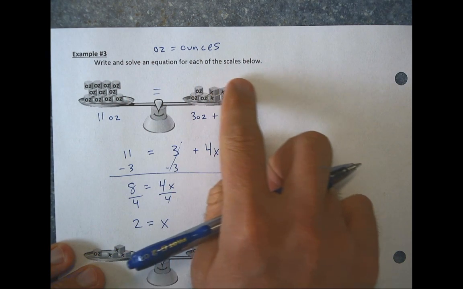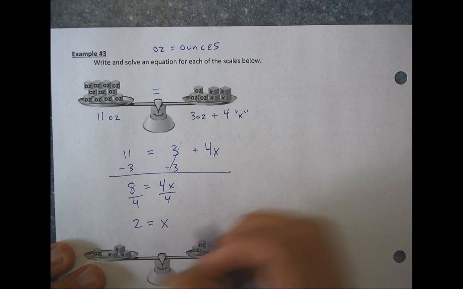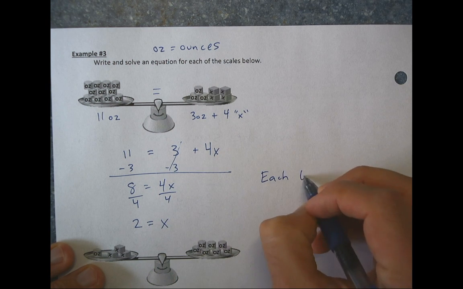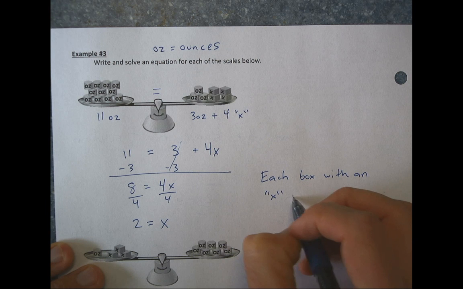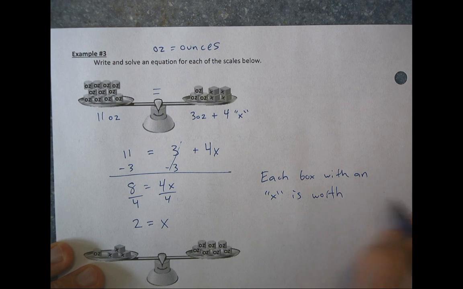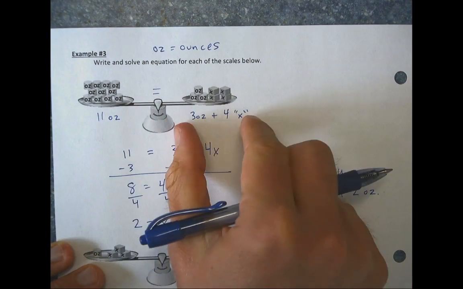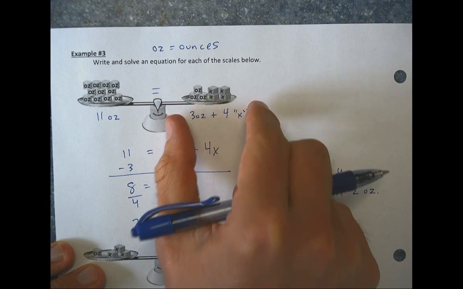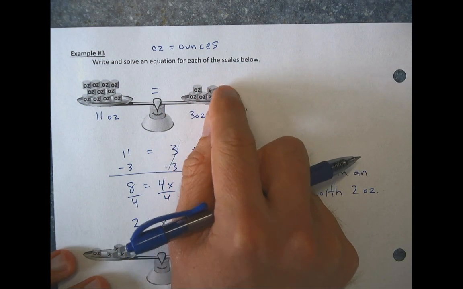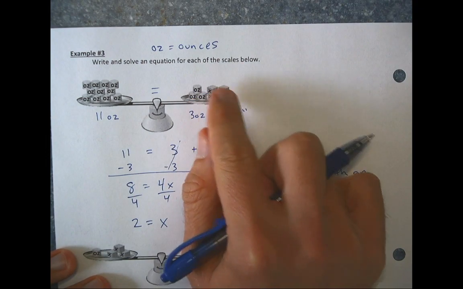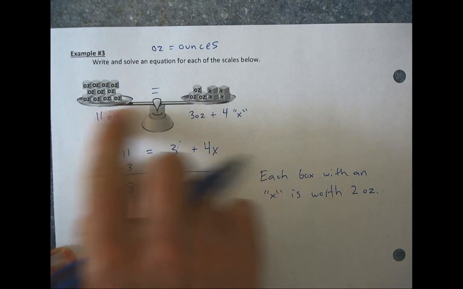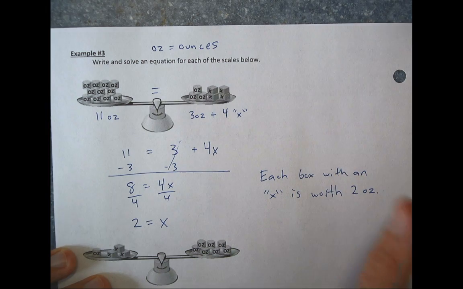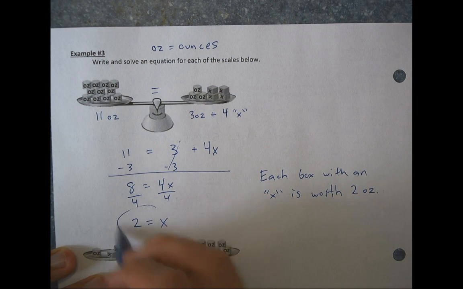So it says write and solve an equation for each of the scales below. So what does this mean? Each box with an x is worth how much? 2 ounces. If this scale is balanced and has the same amount of weight on both sides, there's 11 ounces here. So I need 11 ounces over here, which means each one of these doesn't weigh 1 ounce like these other ones. They must be 2 ounce blocks. 2, 4, 6, 8, 9, 10, 11. If the scale sits flat, they're balanced. So each one of these represents 2, and we solve the equation to get there.